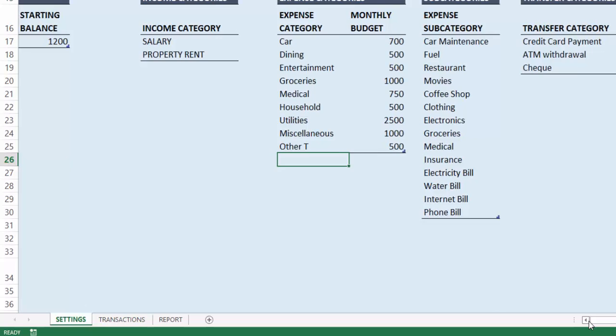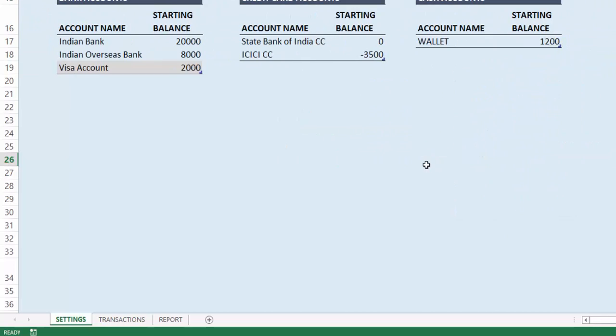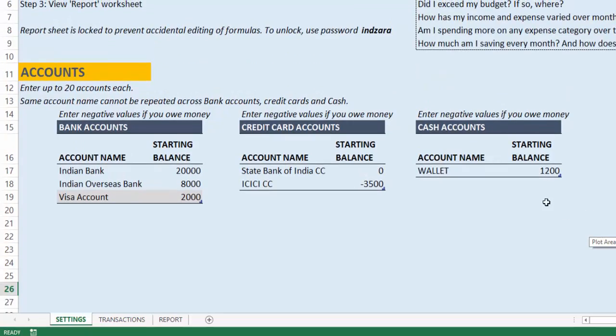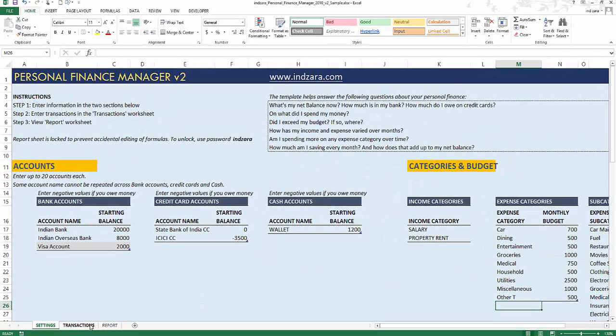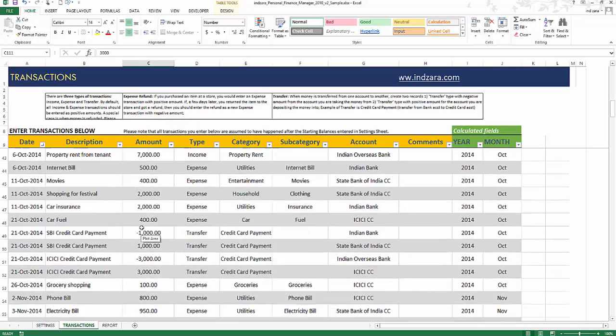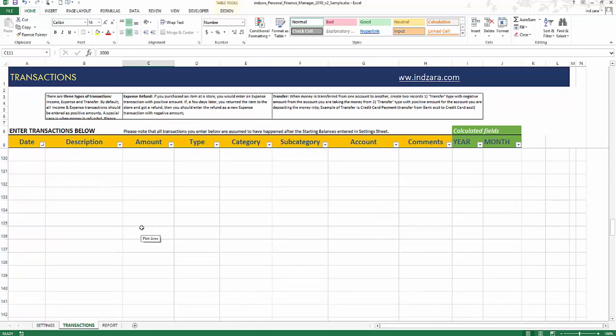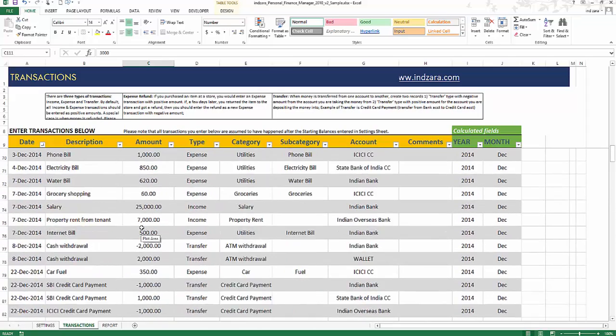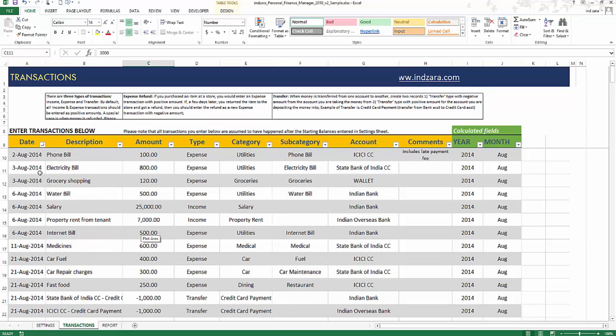So now that's it. It's easy to begin, enter your accounts, enter your starting balance, and then create your own categories and budget. Let's go into the transaction sheet next. I have already filled in information here, and as you can see here, I've entered about 100 or so transactions. And the best way to understand this is you enter each transaction in an individual row.